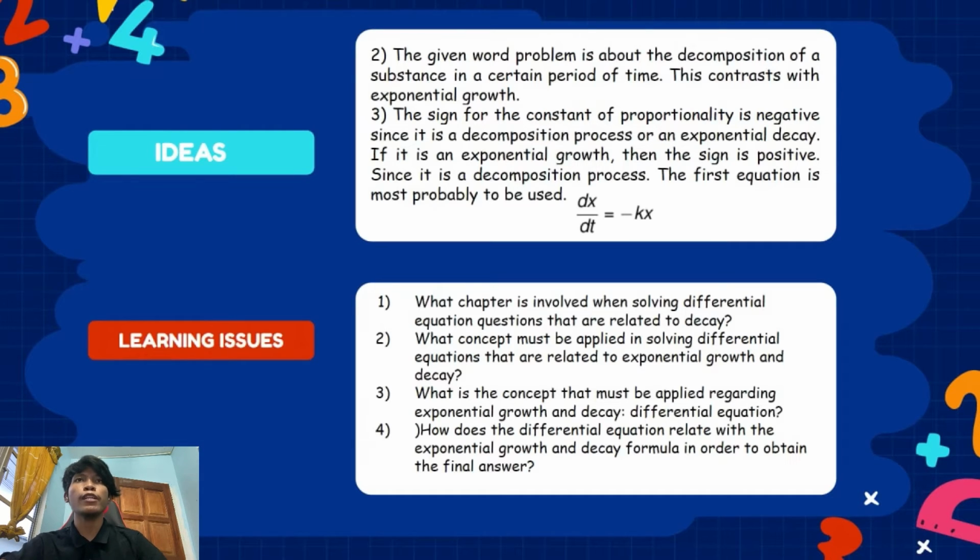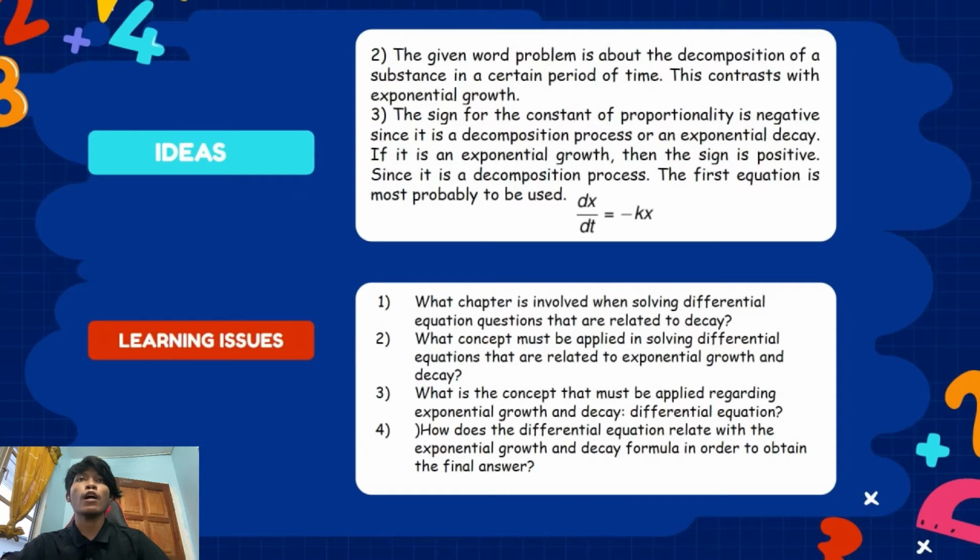Number 3 is that the sign for the constant of proportionality is negative since it is a decomposition process, an exponential decay. If it is exponential growth, then the sign is positive. Since it is a decomposition process, the equation most probably to be used is dx/dt equal to negative kx. For the learning issues, there are three that we can point out.